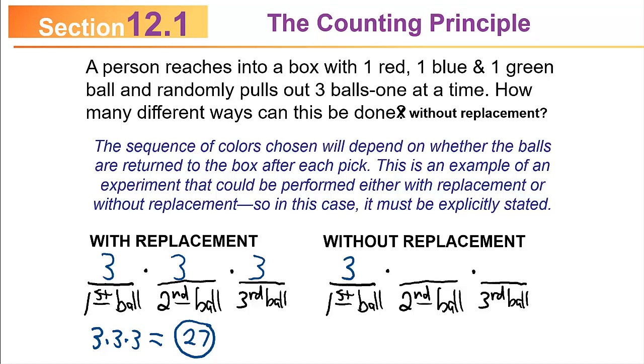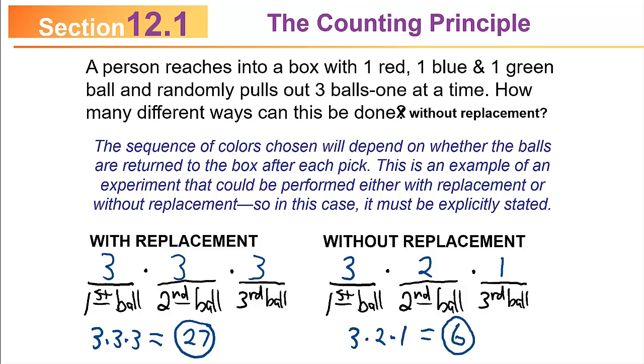But if I'm drawing without replacement, when I pull a ball out, it doesn't go back in, so there are only 2 balls left for the second draw. And after I've pulled 2 balls out of the box without replacing either of them, that leaves me only 1 ball in the box for the third draw. And by the counting principle, that would be 3 times 2 times 1, which is 6.